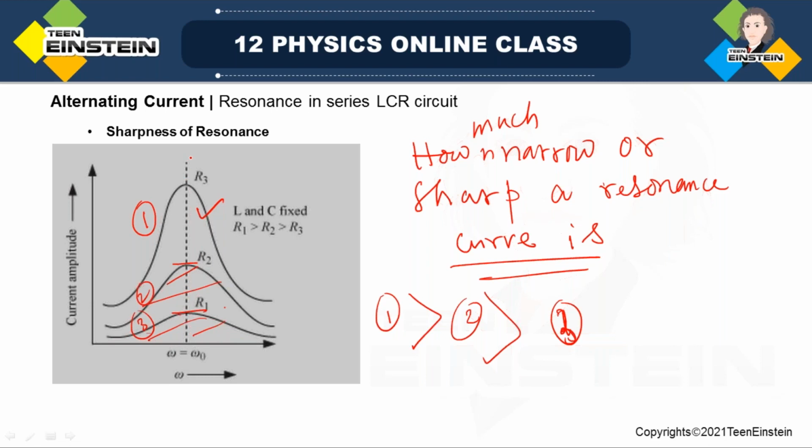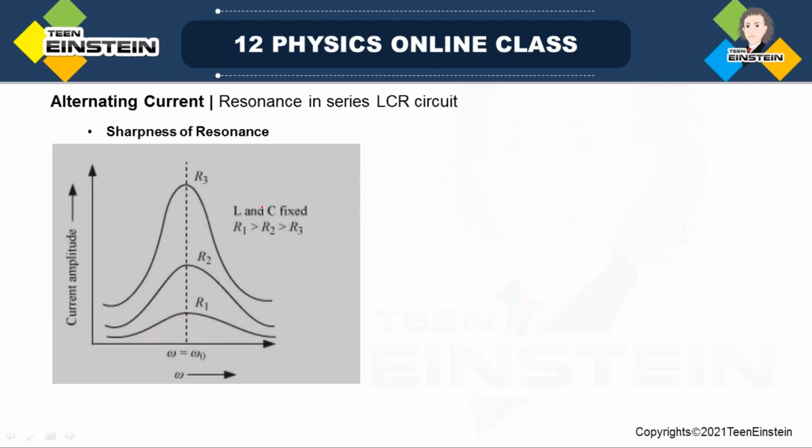If the amplitude of the current is more and more, then the curve is sharper, more narrow. This is called sharpness of resonance, and it depends on this: if L and C are fixed, then the sharpness depends on R. If R is more, then sharpness is less.